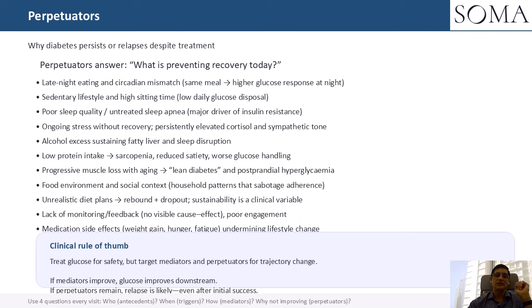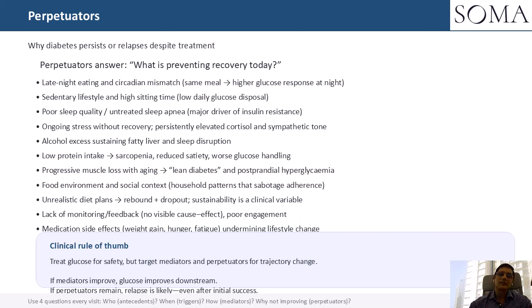Social environment and food environment. If the household eats ultra processed food daily, the patient's plan will collapse. It cannot sustain. So unrealistic diet plans, plans that are too strict, too complex or culturally incompatible, that will lead to non-adherence and they will rebound. So that is also one of the perpetuators.